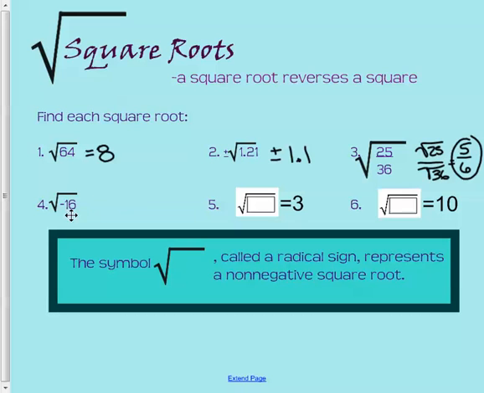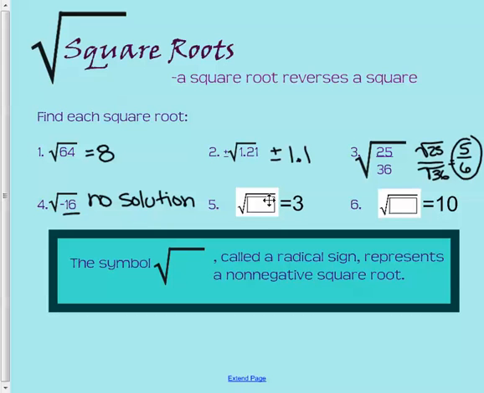Unfortunately, there is no number that I can multiply by that will give me a negative 16. I can't multiply two negatives or two positives, because a negative times a negative is a positive, and a positive times a positive is of course a positive. The only way to do it is to get a negative times a positive, and we can't do that. So this one is considered no solution. You can't multiply one number by itself to get a negative.